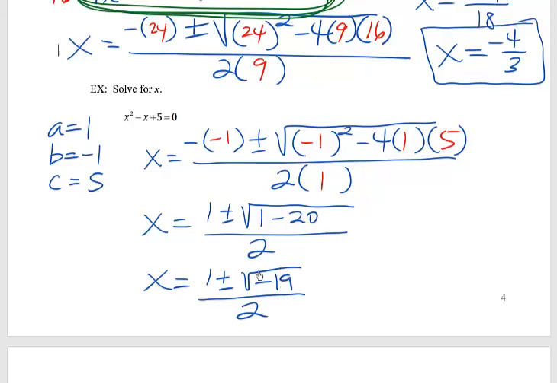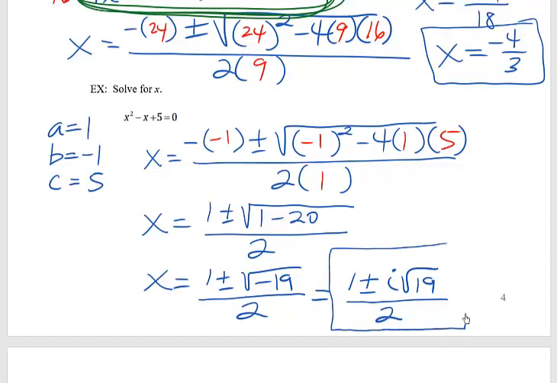That's actually the only thing left to do. 19 doesn't simplify any, but I can take that negative and bring it out as an i. And so my final complex solutions are 1 plus or minus i root 19 over 2. There's no simplifying that can be done here. I would have to have common factors in these three places, and I got nothing this time, so this is as good as it gets.